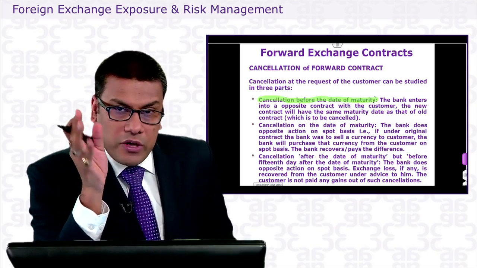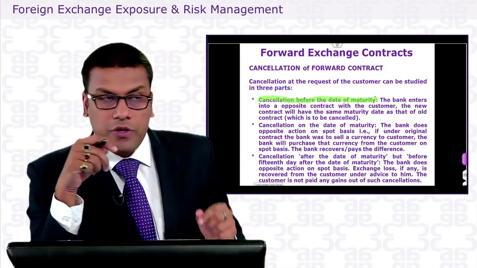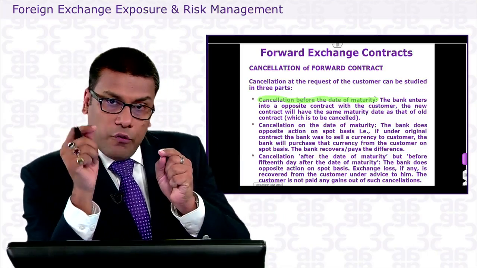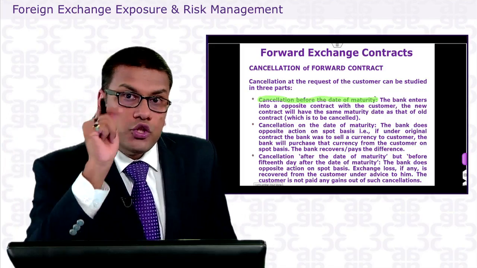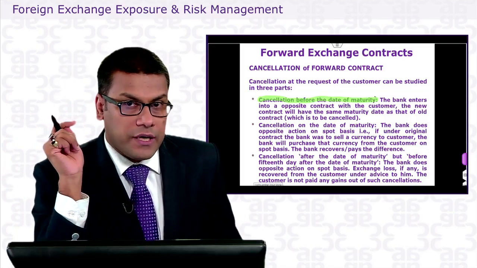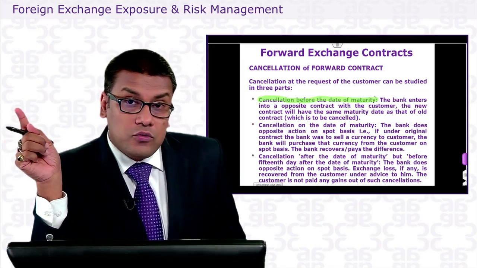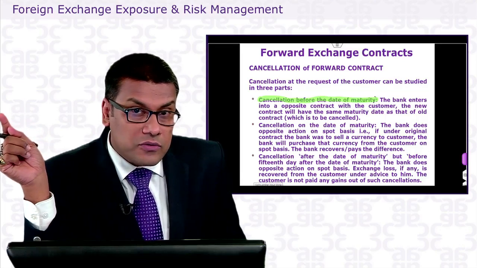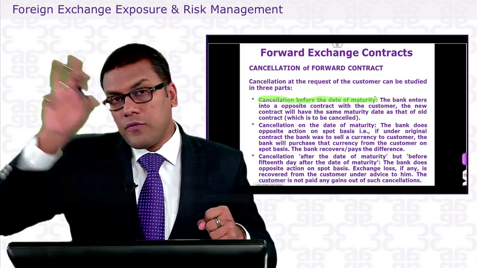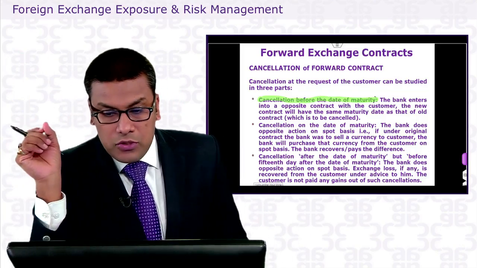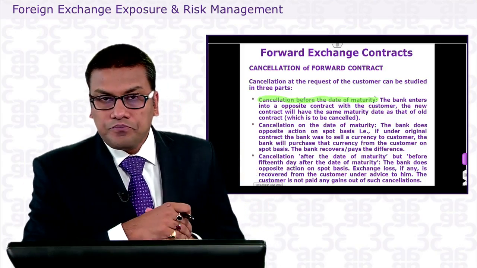When you entered into a forward contract with the bank, suppose you entered into a purchase contract with the bank, the bank would have offloaded that risk by entering into a sell contract with the market. So when you approach the bank to cancel your forward purchase contract, the bank's obligation to forward sell is still there with the market. It has to enter into a counter trade to offload that obligation. So the bank would enter into an opposite contract with the customer.